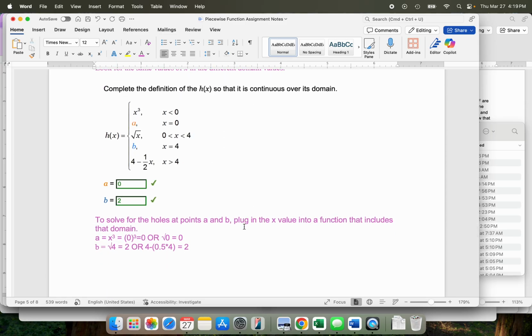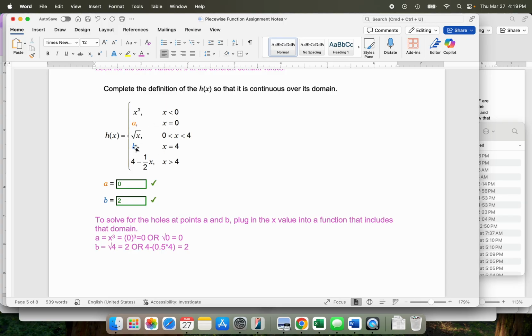All right, complete the definition of h of x so that it is continuous over its domain. So we're wanting to fill in that gap where we're missing that less than or equal to 0. So we need a value for x equal to 0. For that, we would just plug 0 into that equation, and we would get 0, or you could do the following function and do the square root of 0, which is 0. So we know a is x equal to 0.